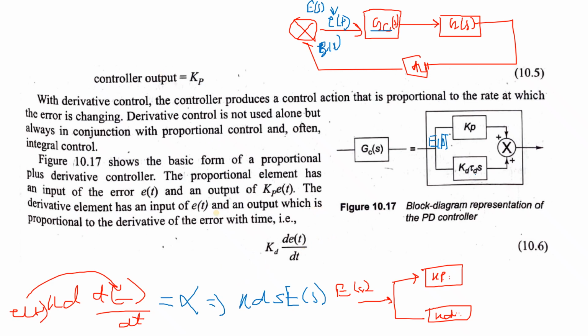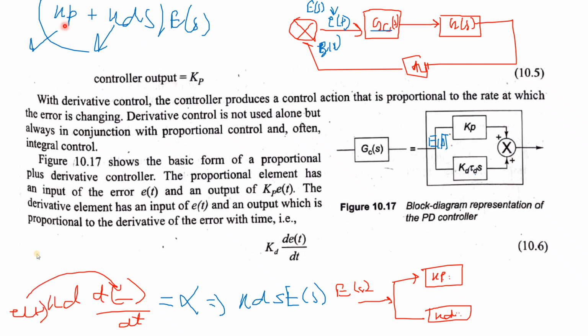So both will be added, so after converting to the S domain, the equation will be like that: KP plus KD S, then E(s). Okay, this will be the equation. KP will have its own value, KD will have its own value.